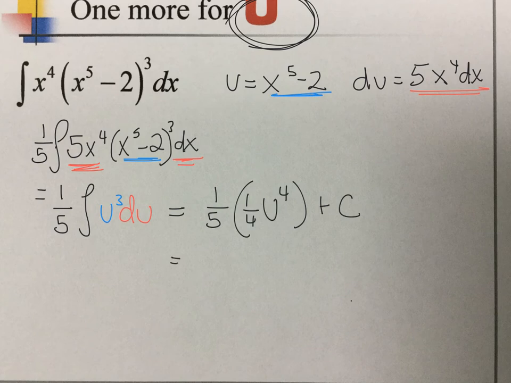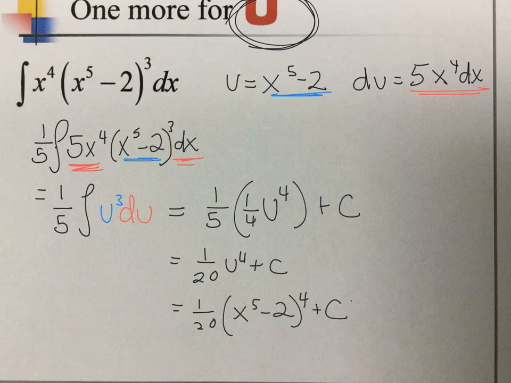All right, from there, that's 1/20th u to the 4th plus c. And then from there, we do our substitution, so it becomes 1/20th times x to the 5th minus 2 to the 4th plus c. So I'm hoping at this point you've caught on, okay?